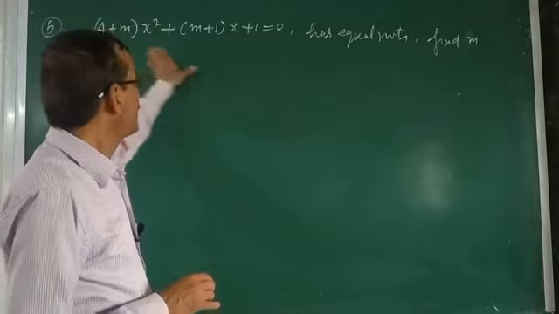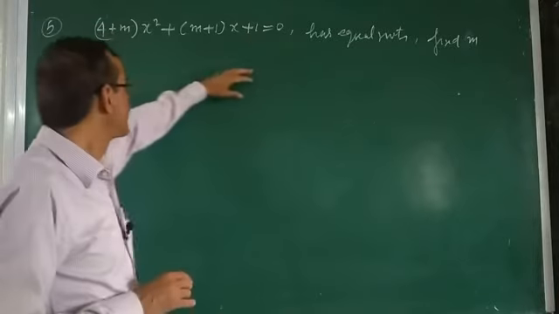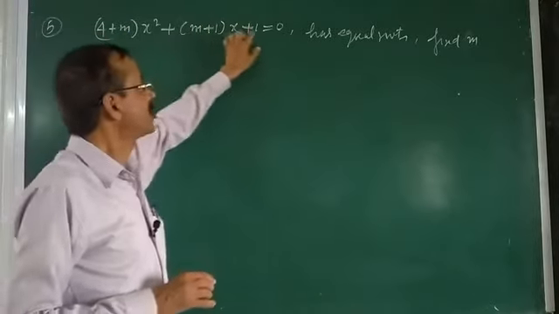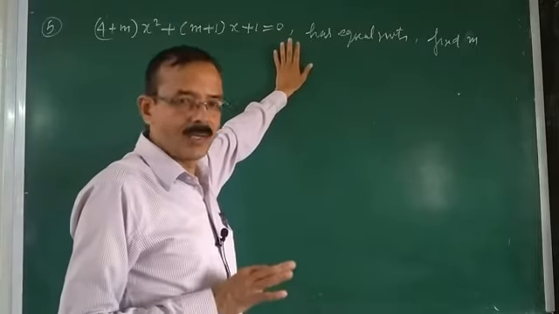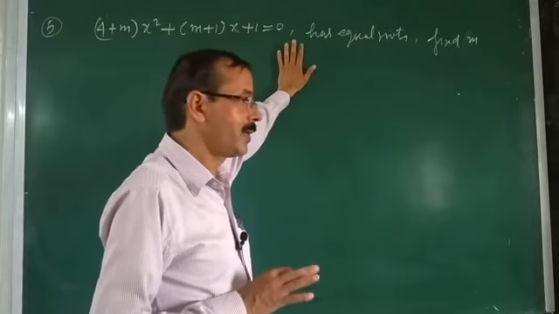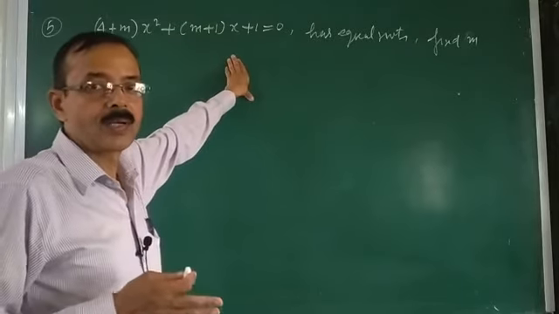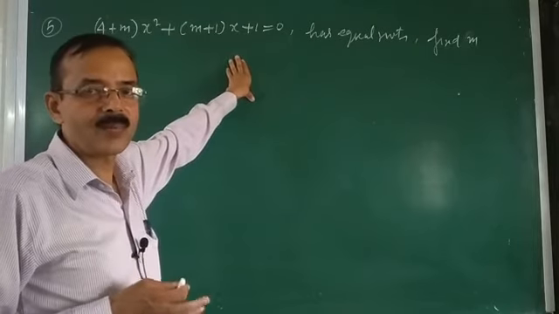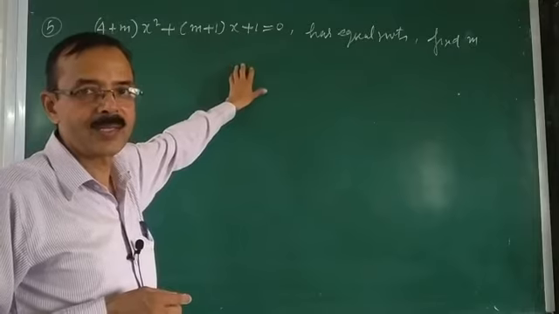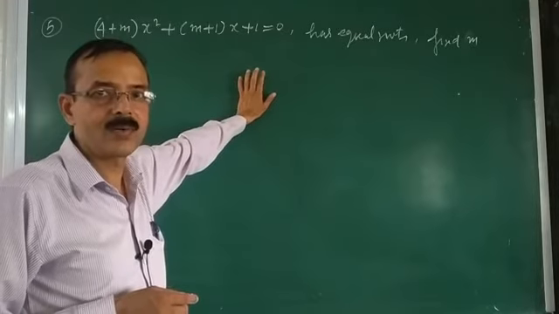Is this equation quadratic or not? Yes, ax square plus bx plus c. First you have to look whether the question is quadratic or not. So it is quadratic. Since it is a quadratic equation, we have to compare it with the standard form of the quadratic equation, ax square plus bx plus c is equal to 0.